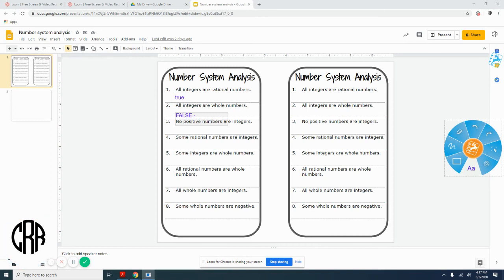So number 3, no positive numbers are integers. So the definition of an integer is positive and negative numbers. So that's false.